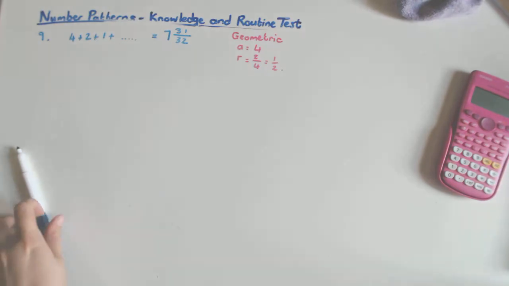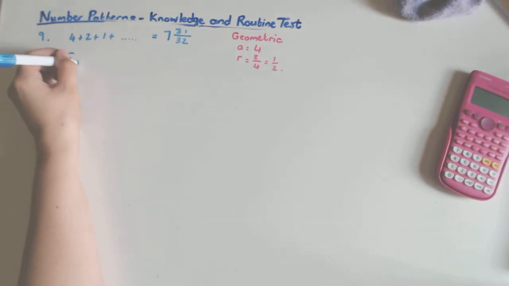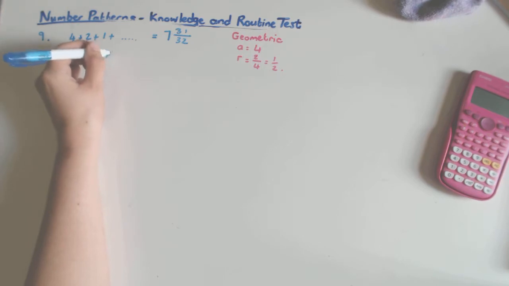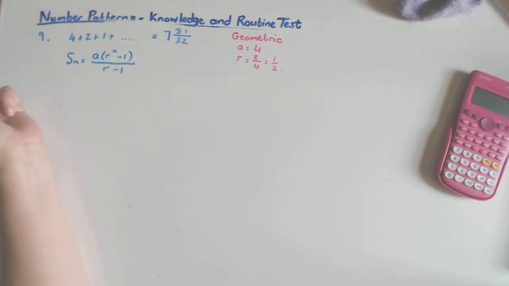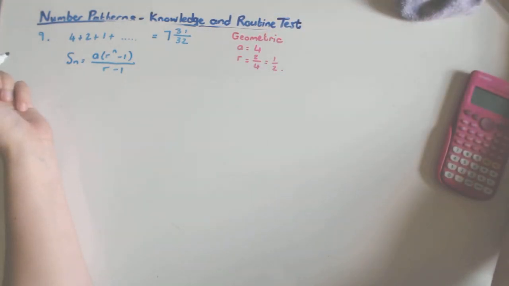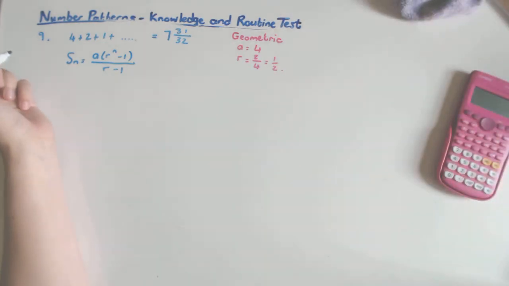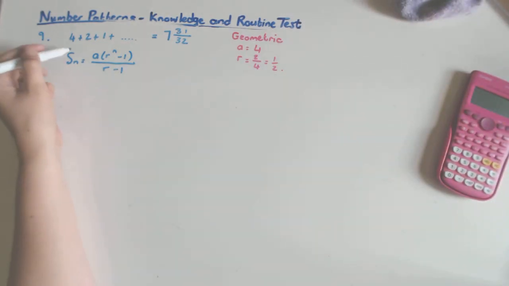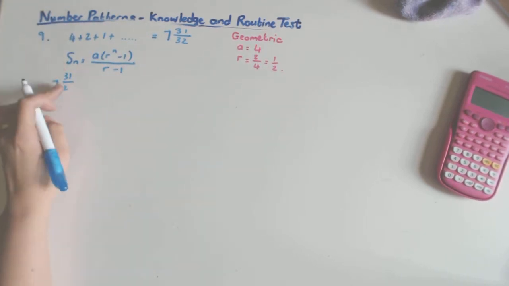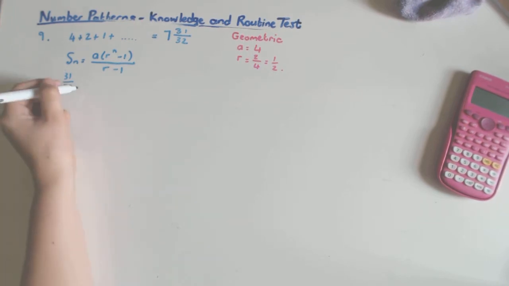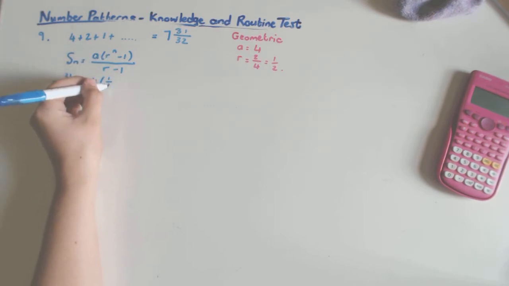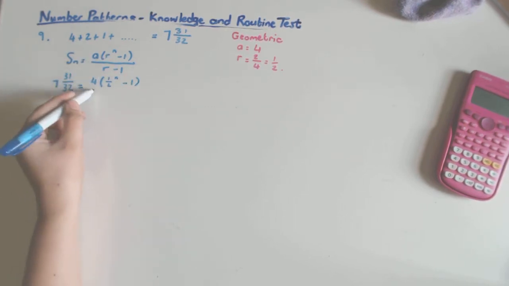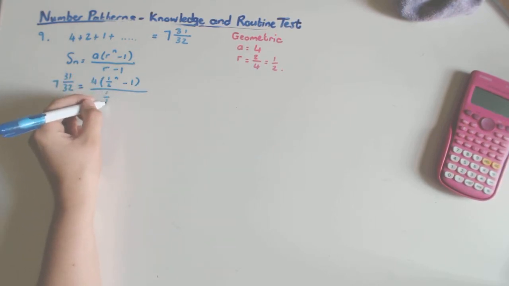So the sum of a geometric pattern looks like this: a times r to the power of n minus 1 over r minus 1. And they tell me that the sum of this pattern is 7 and 31 over 32. My first value is 4. My r value is a half, to the power of n, minus 1, over a half minus 1.